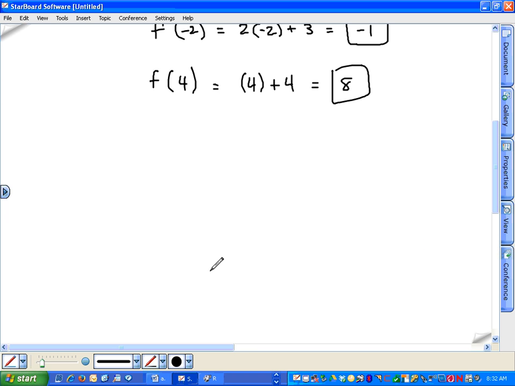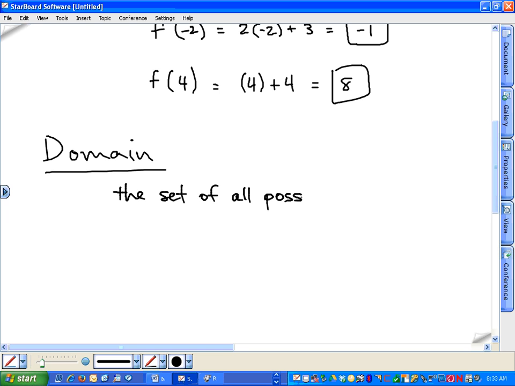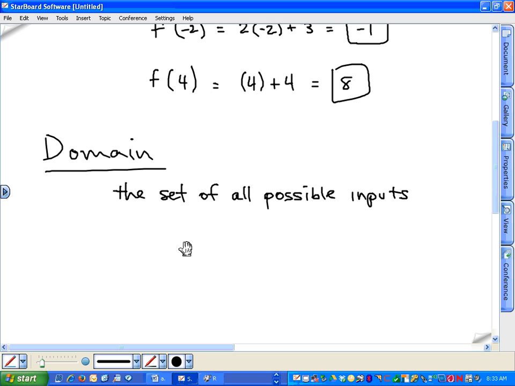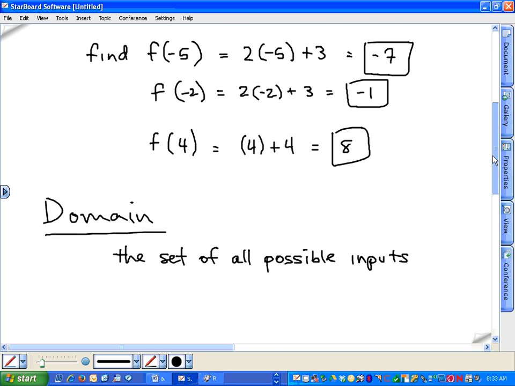Let's move on. The most important part of this lesson. What did I say the most important part was? The domain. The domain is the set of all possible inputs. The set of all possible inputs. You did talk a lot about this last year in Algebra 2. Probably not enough, though. So we're really going to spend a lot of time on this idea of domain. So what example are we on? 4.